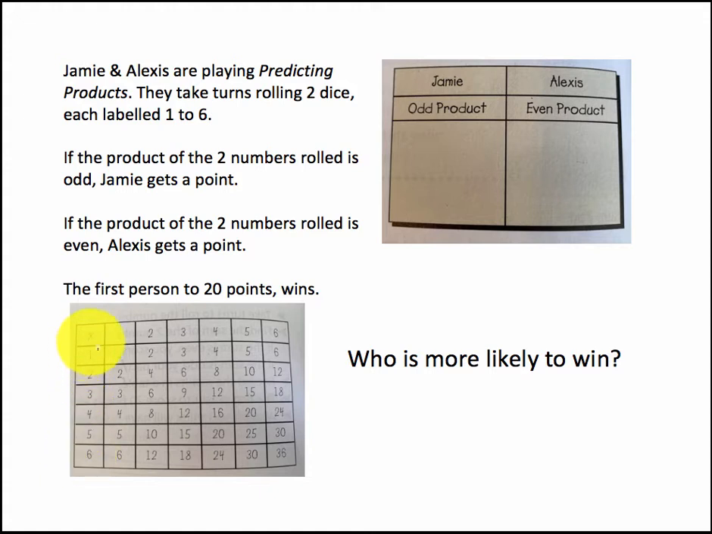So now if I roll 2 ones, well, 1 times 1 is 1. If I roll, say, a 2 and a 4, well, 4 times 2 is 8. So inside here, it shows all the possible products, okay, just like a times table chart. So the next thing that we would want to do then is find out of all these possible products, which ones are even and which ones are odd, and that'll tell us how likely it is for Jamie or Alexis to get a point.